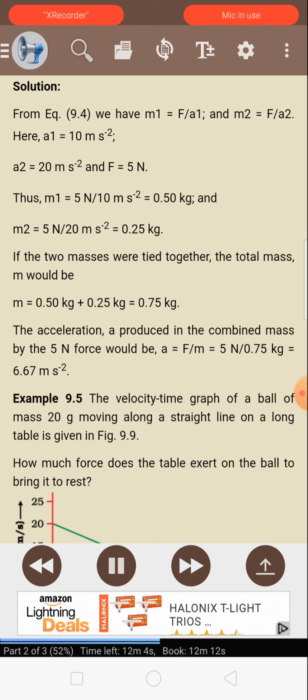Example 9.5: The velocity-time graph of a ball of mass 20 grams moving along a straight line on a long table is given in Figure 9.9. How much force does the table exert on the ball to bring it to rest?